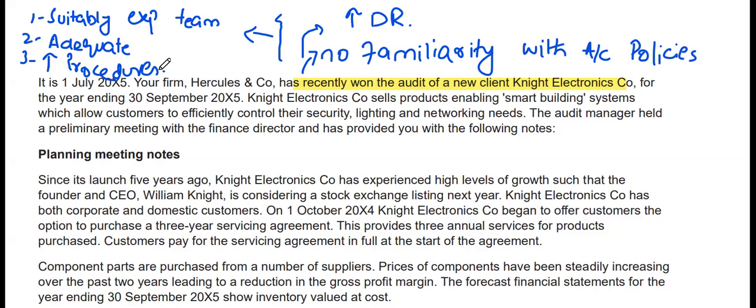Okay, then moving forward, Knight Electronics Company sells products enabling smart building systems which allow customers to efficiently control their security, lighting, and networking needs.